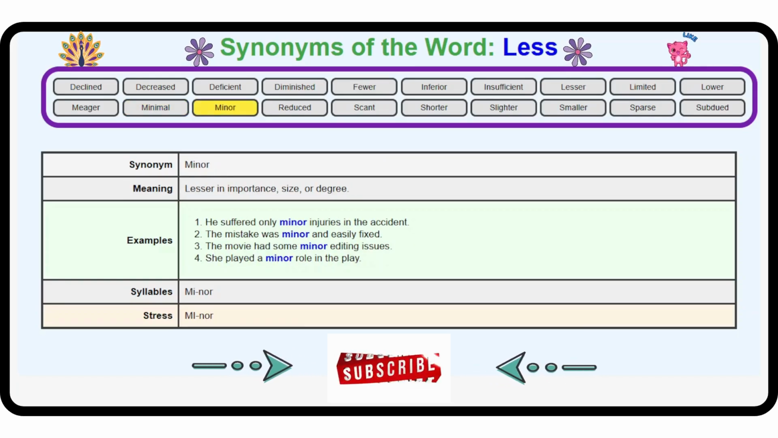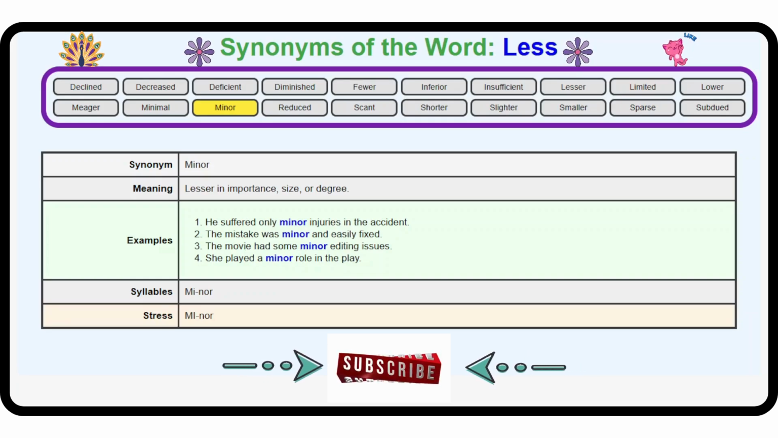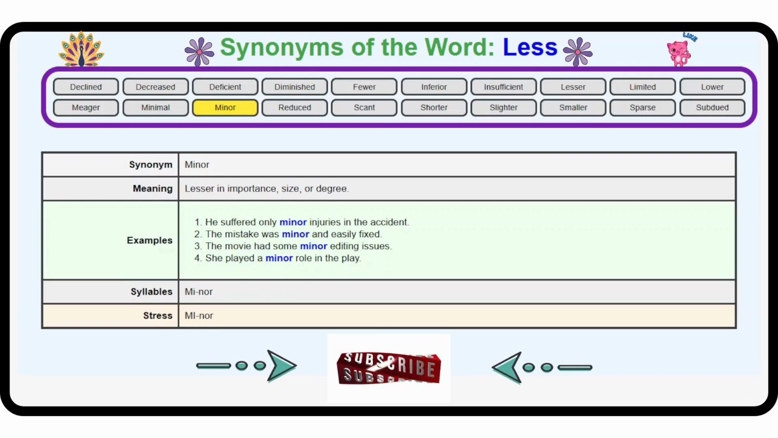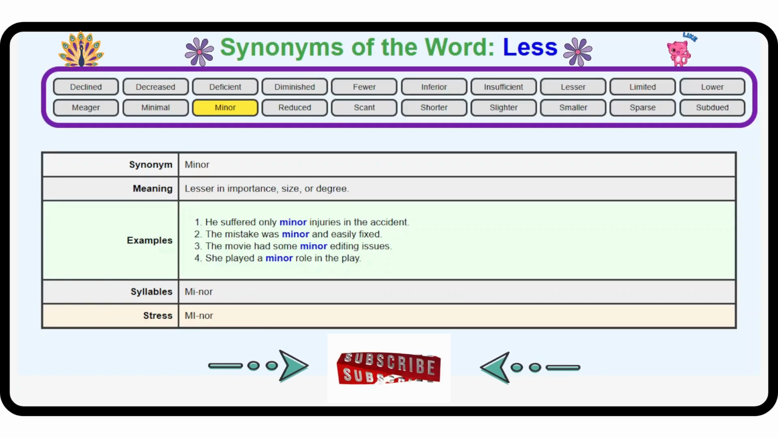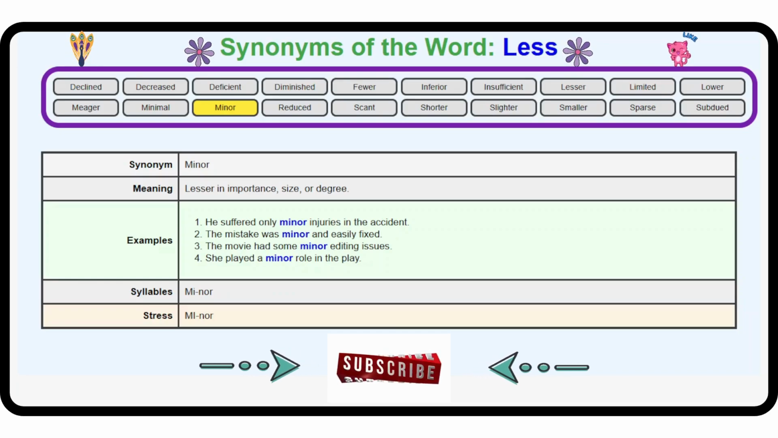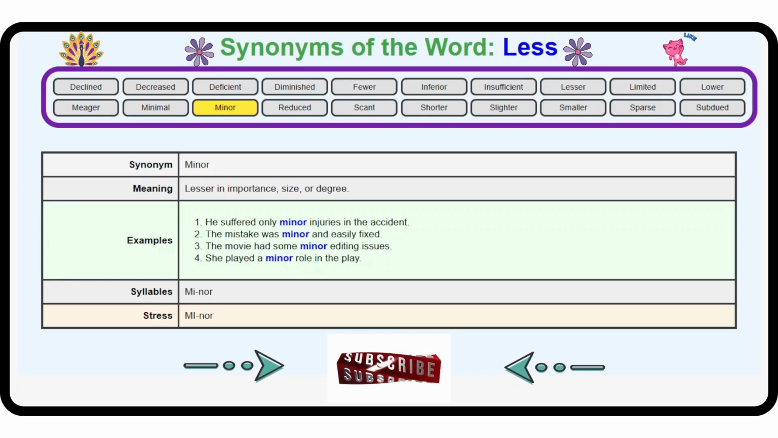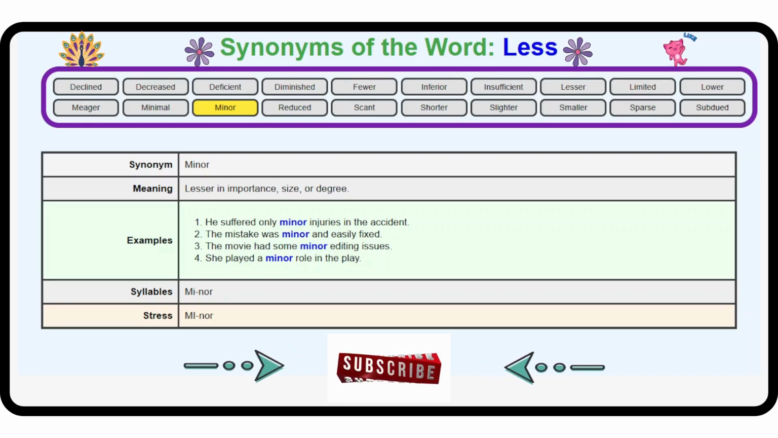Synonym, minor. Meaning, lesser in importance, size, or degree. Example 1, he suffered only minor injuries in the accident. Example 2, the mistake was minor and easily fixed. Example 3, the movie had some minor editing issues. Example 4, she played a minor role in the play. Syllables, minor. Stress, minor.